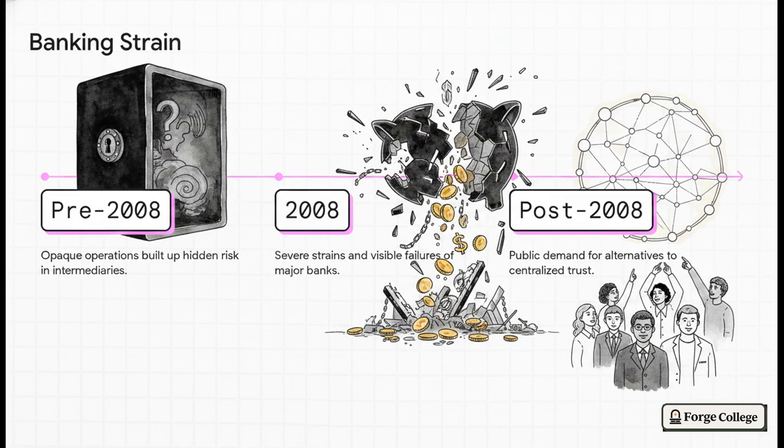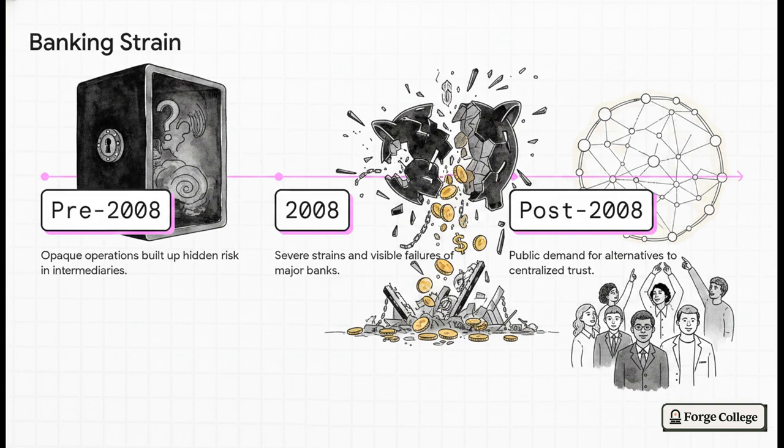And then bam! 2008 hits, the black boxes break open, and they look less like secure vaults and, well, more like shattered piggy banks. We saw massive, highly visible failures of trusted financial intermediaries. We're talking bailouts, frozen accounts, just total panic. Now, this isn't just historical background color. This is literally the exact pressure cooker that created the post-crisis demand for decentralization.